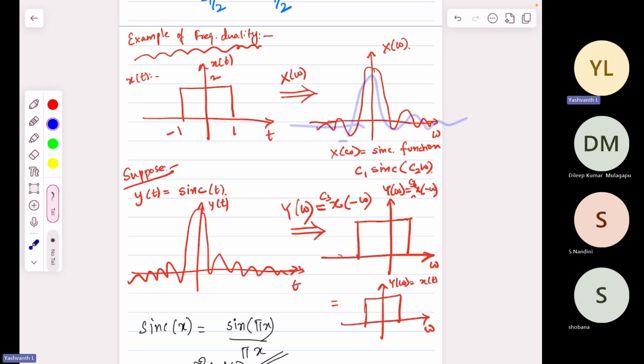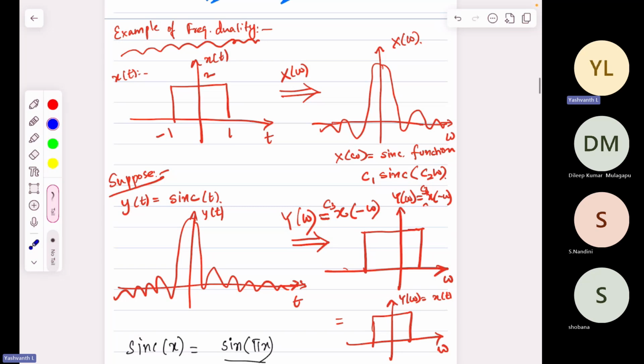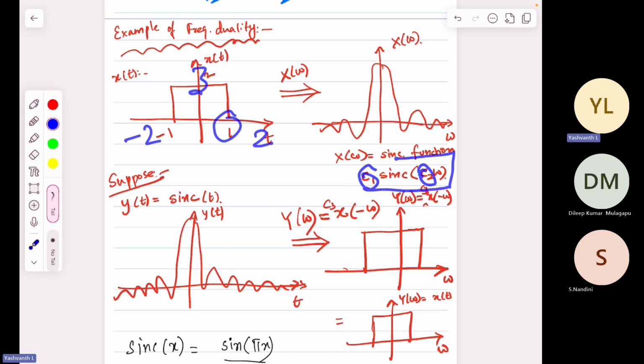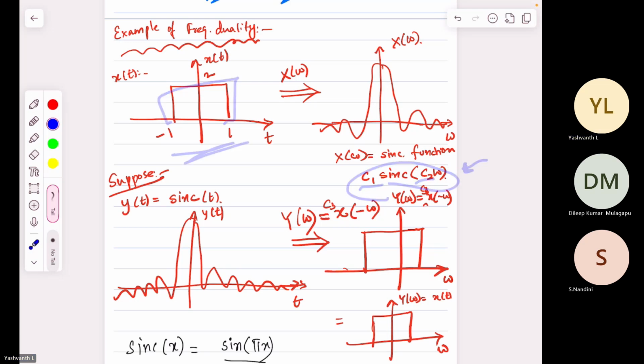Now, just for illustration, I will call the Fourier transform C1 times sinc of C2 omega, where C1 and C2 are some constants that depend on the duration and the amplitude of your rectangle. If it is minus 2 to plus 2 with amplitude 3, C1 and C2 will accordingly vary. But the nature of the function, namely the sinc, will not be different. For any rectangle signal in the time domain, its Fourier transform will be a sinc function, but with different parameters. C1 and C2 depend on the actual values of the time domain signal you take. So this is what you know already.